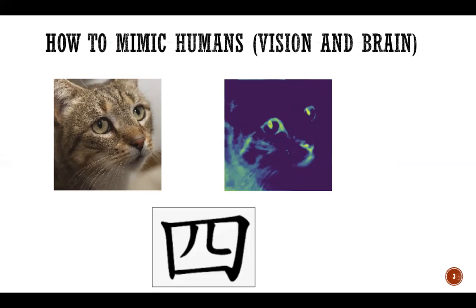But if I show you an image like this one and I ask you, what is this? Unless you are Chinese, you don't know what that is. So this is number 4 written in Chinese, right? If you don't know, it means that you have never seen this image before. You don't have this knowledge saved in your brain somewhere, right?